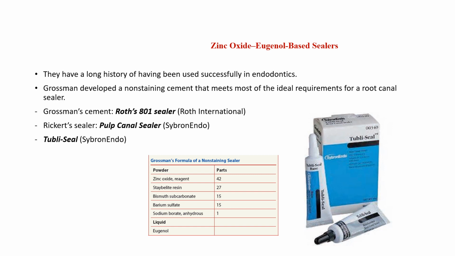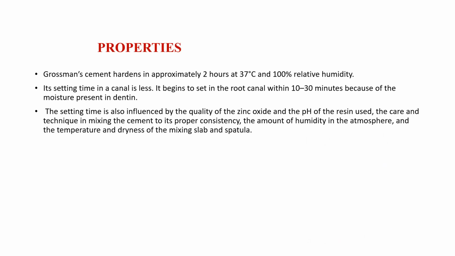They have a long history of having been used successfully in endodontics. Grossman developed a non-staining cement that meets most of the ideal requirements for a root canal sealer. And under this we have Grossman cement, Rhodes 801 sealer, Ricketts sealer, pulp canal sealer, Cibron Endo, and Tubli-seal, which comes from the company Cibron Endo. And we also have the composition of Grossman's formula for a non-staining sealer, where we have powder and liquid composition.